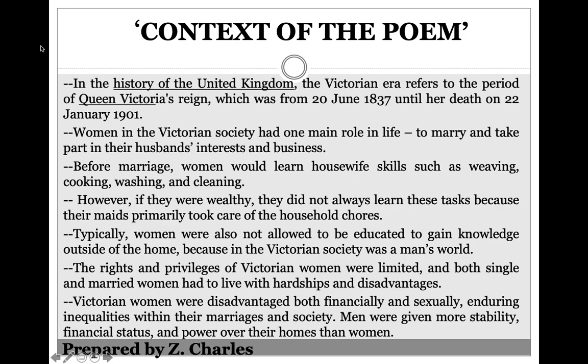And she was the queen in the United Kingdom from the 20th of June 1837 until her death on the 22nd of January 1902. So, with regards to the context of this poem, we are going to be looking at women in the Victorian society. Women in the Victorian society had one main role in life, and that was to marry and take part in their husband's interest and business affairs, right?